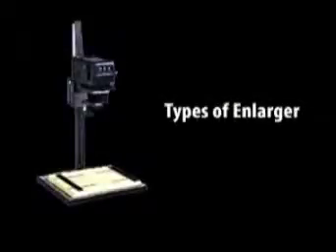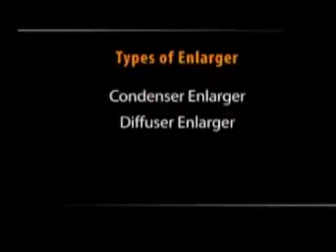But there are enlargers which have a box type of arrangement where enlargements can be made even in daylight. There are two types of enlargers. First, the condenser type and then the diffuser type.